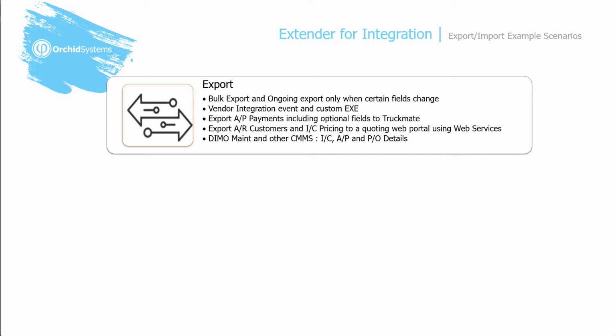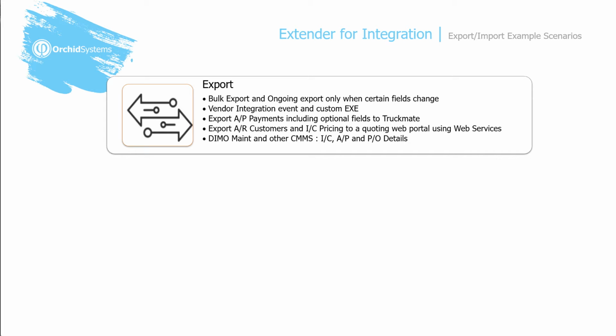You can also configure Extender for an ongoing export to only trigger the export when certain fields change. In the vendor integration example that we will look at soon, we don't want to trigger the update of the other system when the year-to-date purchases from that vendor are updated. We only want to trigger it when the address details or the vendor name change.